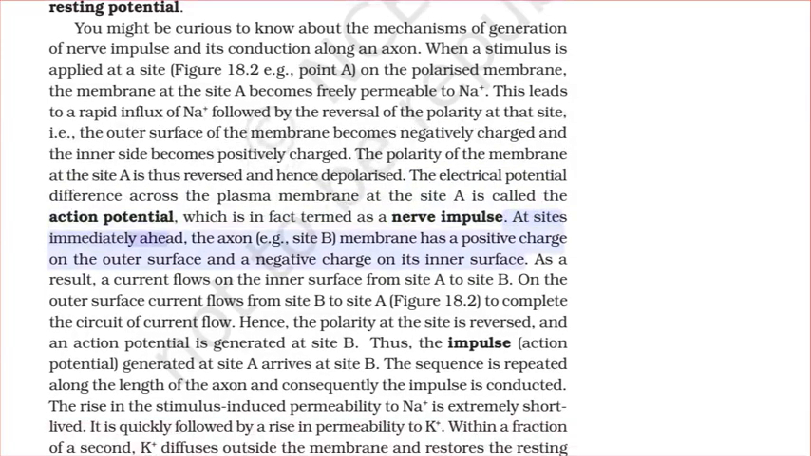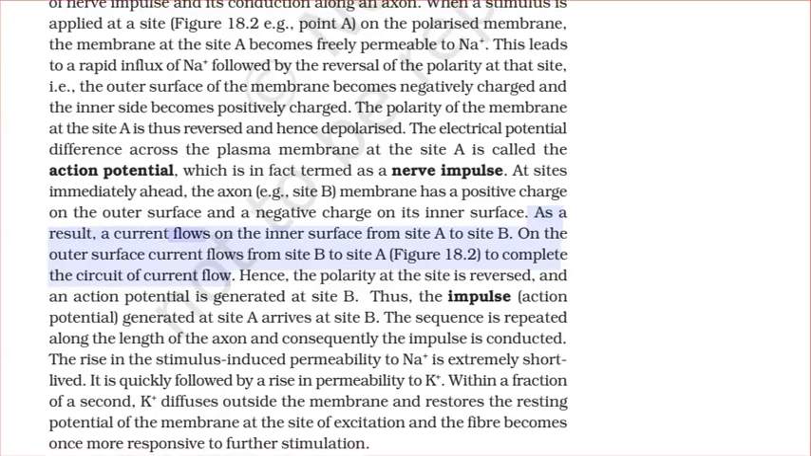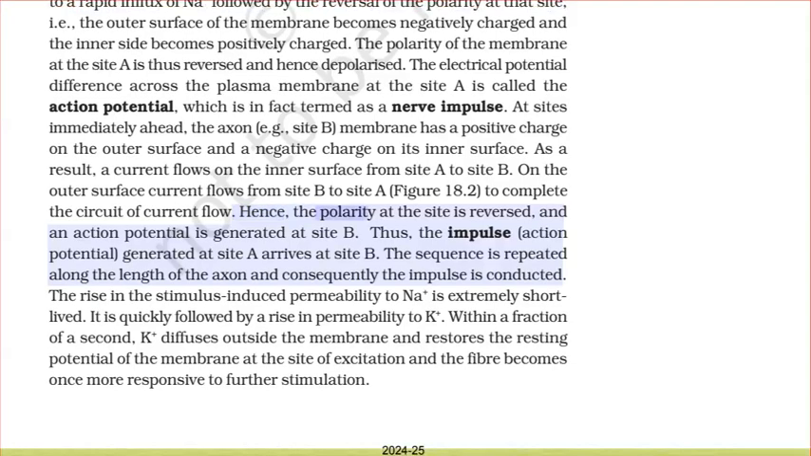At sites immediately ahead on the axon, for example site B, the membrane has a positive charge on the outer surface and a negative charge on its inner surface. As a result, a current flows on the inner surface from site A to site B. On the outer surface, current flows from site B to site A to complete the circuit of current flow. Hence, the polarity at the site is reversed, and an action potential is generated at site B. Thus, the impulse, or action potential, generated at site A arrives at site B. The sequence is repeated along the length of the axon, and consequently, the impulse is conducted.